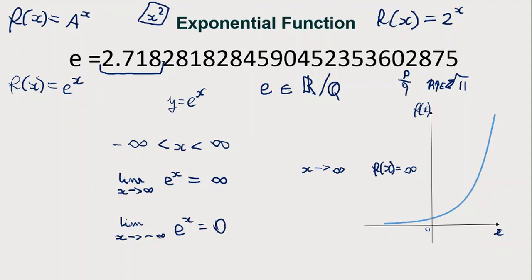But of course, this is just a concept. Infinity is not a number, so it will never actually equal 0. It just gets closer and closer to it. And using this notation, as x goes to negative infinity, f of x also goes to 0, as we said before.